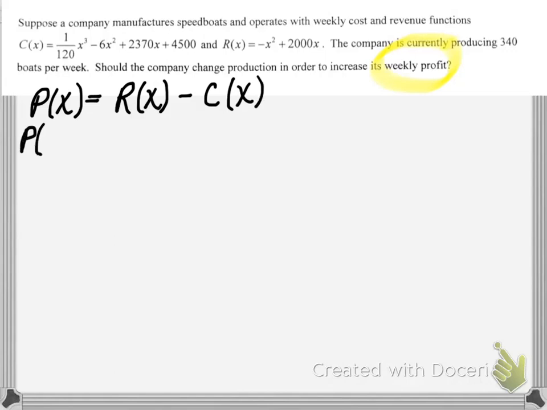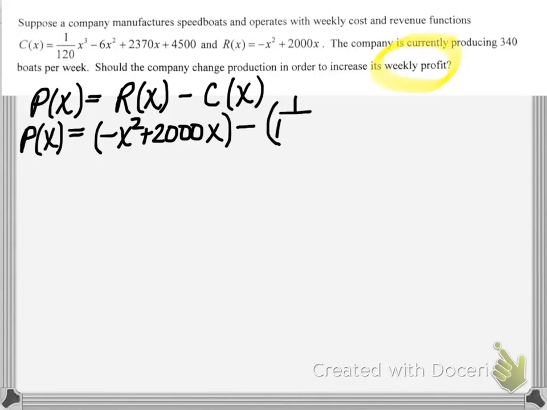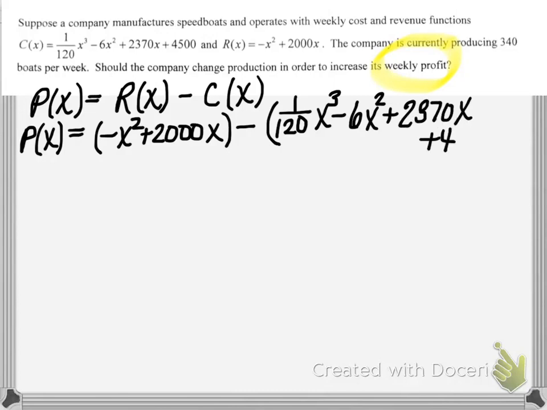So our profit function will equal the revenue function, which was negative x squared plus 2000x. And now we're going to subtract our cost function, but you do have to make sure that you have the cost function in parentheses because this cost function contains several terms. So you want to make sure that you're going to subtract all of them. So 1 over 120x cubed minus 6x squared plus 2,370x plus 4,500 is the cost function we're subtracting from the revenue.